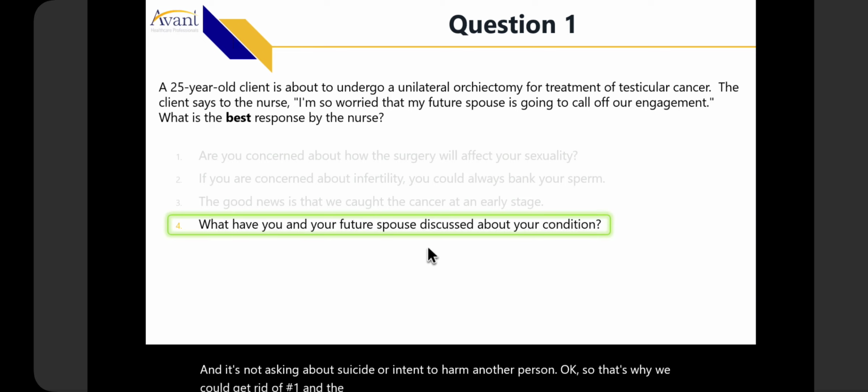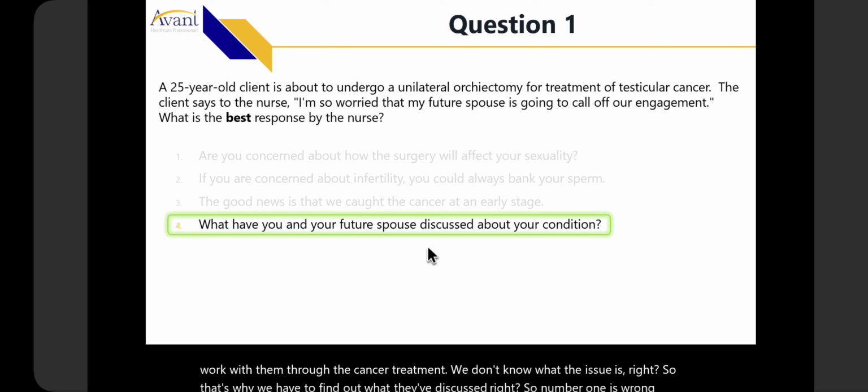And the patient doesn't address sexuality directly in the question. They just said, I'm worried they're going to call off the engagement. Why? Well, he's got testicular cancer. It may not be about sexuality. It might be about having to work with them through the cancer treatment. We don't know what the issue is, right? So that's why we have to find out what they've discussed, right? So number 1 is wrong for those reasons.